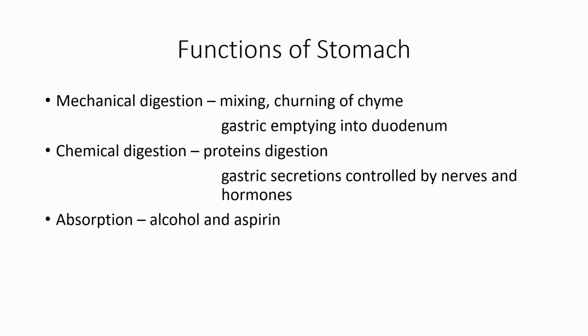In terms of what the stomach does functionally, it's going to do three things: mechanical digestion, chemical digestion, and absorption. Mechanical digestion is the physical aspect, right? Mixing, churning everything together, slowly emptying the components of the stomach into the duodenum. On the chemical digestion side, we have that pepsin that is going to be released to break proteins down. And then absorption, things like aspirin and things like alcohol.